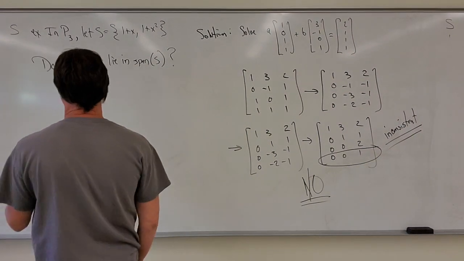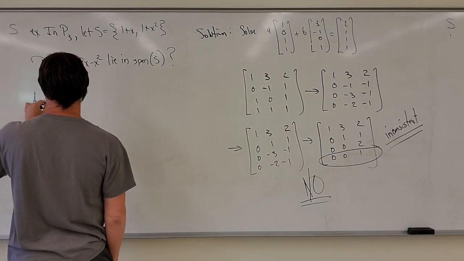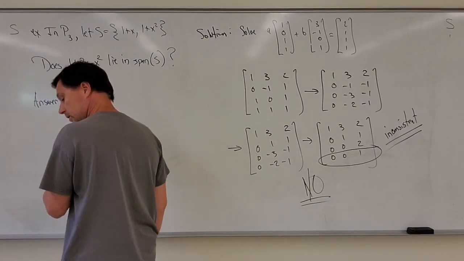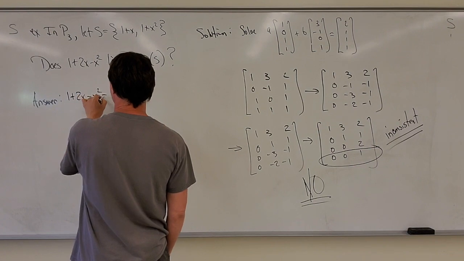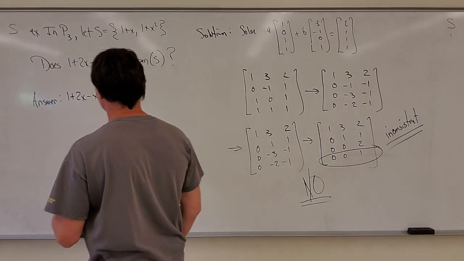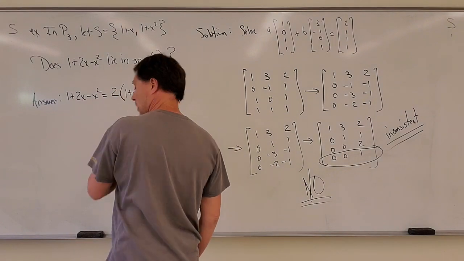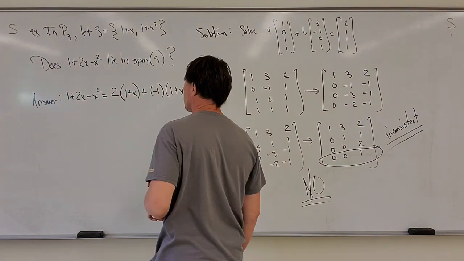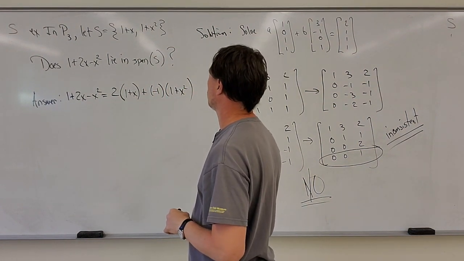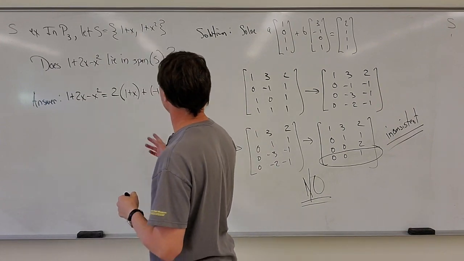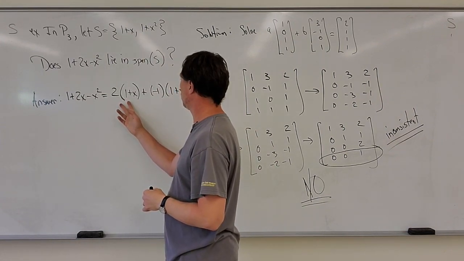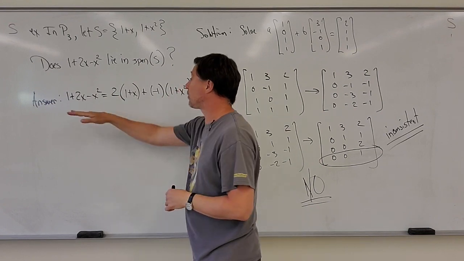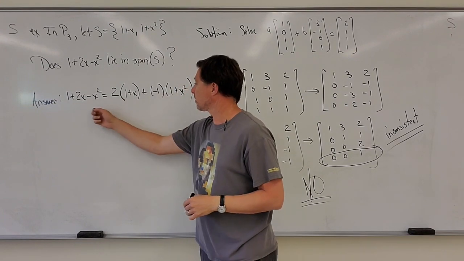And here's the answer. 1 plus 2x minus x squared is equal to 2 times that first polynomial, 1 plus x, plus negative 1 times 1 plus x squared. So we have 2 minus 1, and then I have 2x, and then I have minus x squared. Yeah, so if you check, this equation is true. Sorry, I got tripped up there for a second.